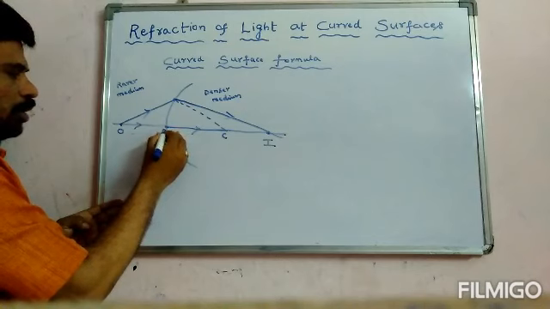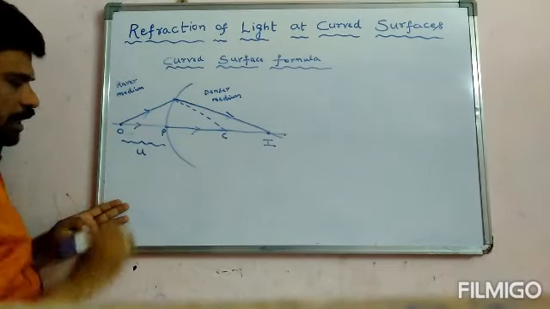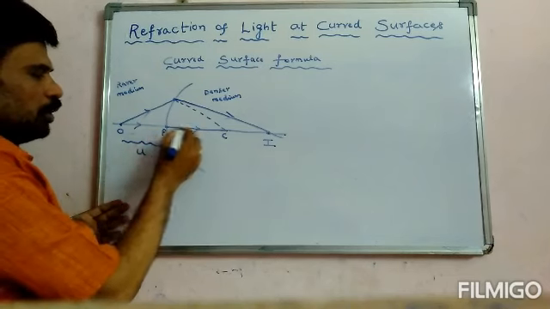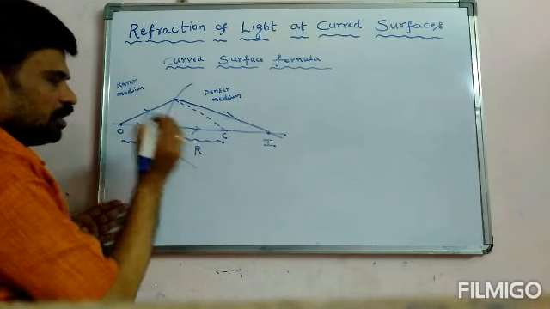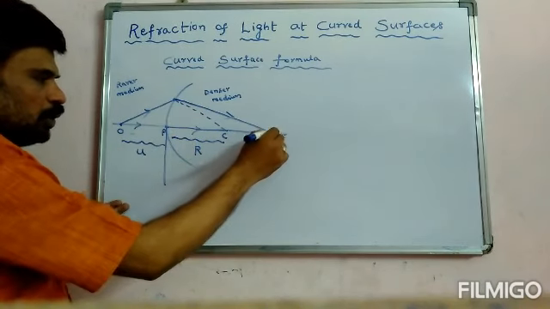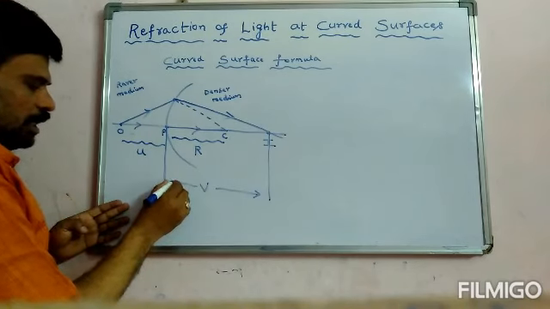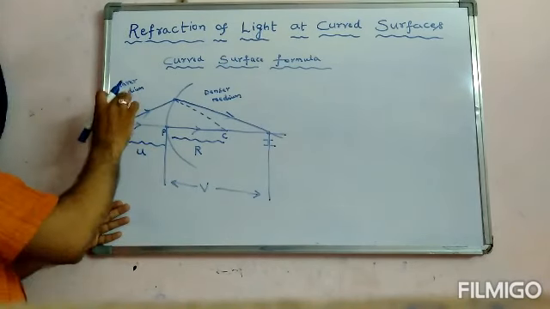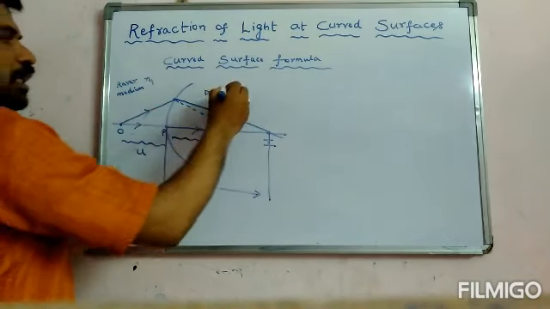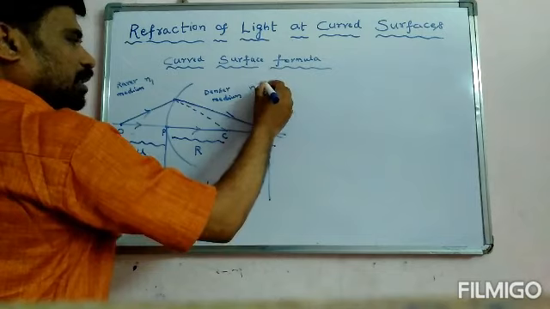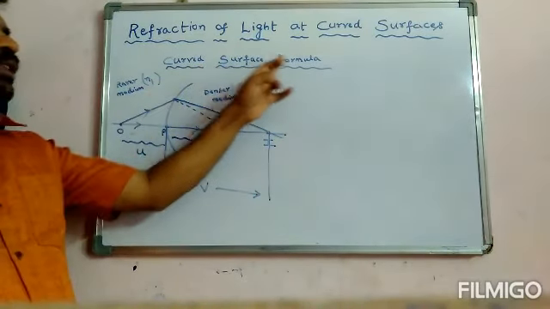Now let us see. This is called pole. Pole to object, we call this as object distance denoted by U. Pole to center of curvature, we call this distance as radius of curvature. And from pole to image, we call it as image distance, right? And let the refractive index of the rarer medium be N1 and the refractive index of the denser medium be N2, right?